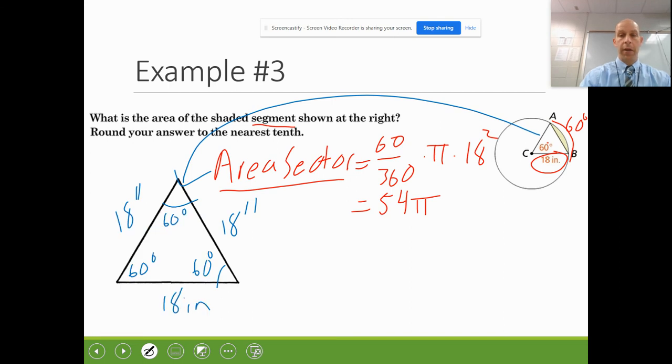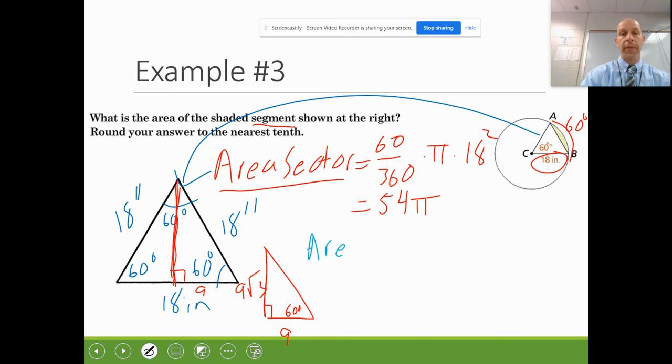Let's do it this way right here. Let's cut that in half. If that's 18, then this is going to be 9. Now we have to find the length of this right here. Let me draw this triangle separately. This is 9, this is a right angle, and this is 60 degrees. Now we go back and use that 30, 60, 90 stuff. So this is going to be 9 square roots of 3. That's the height.